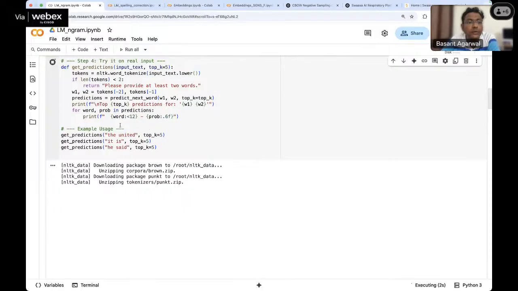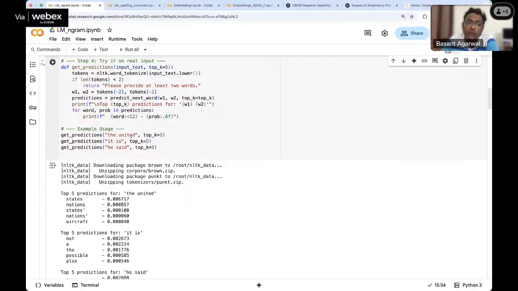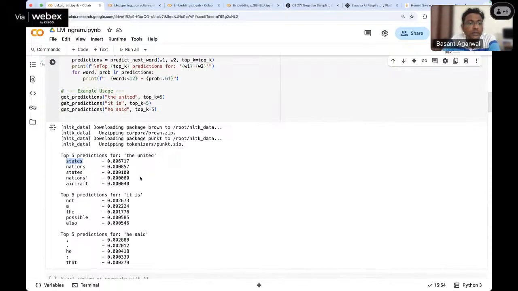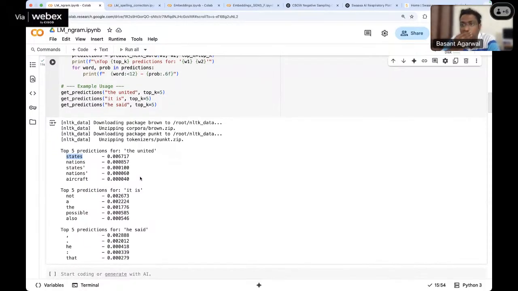I'm taking examples like "the United". Given these two words, based on the corpus, I'm printing the 5 most probable words, so that we can see what the next word is based on the corpus. We can see that "states", as in "the United States", is the highest probable word that should come next, which is quite correct. "Nations" can also be there, but based on the corpus, "states" is more probable.